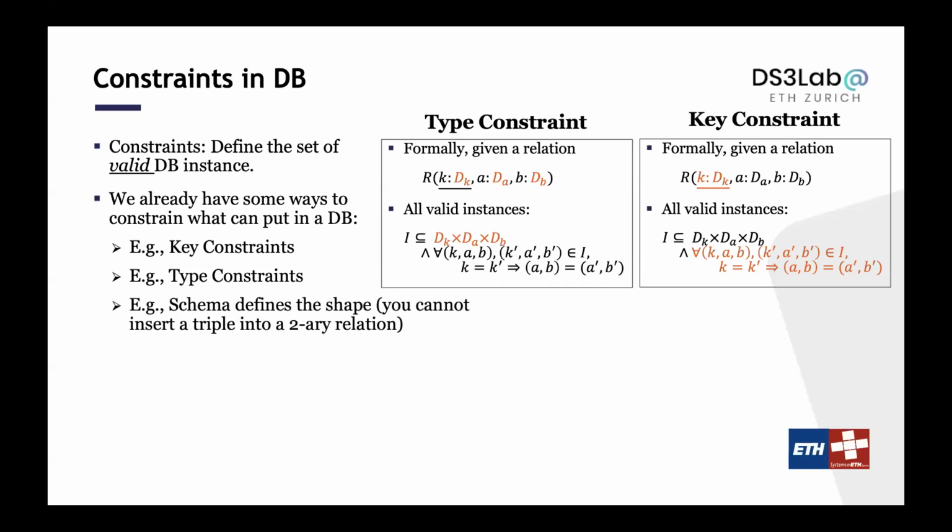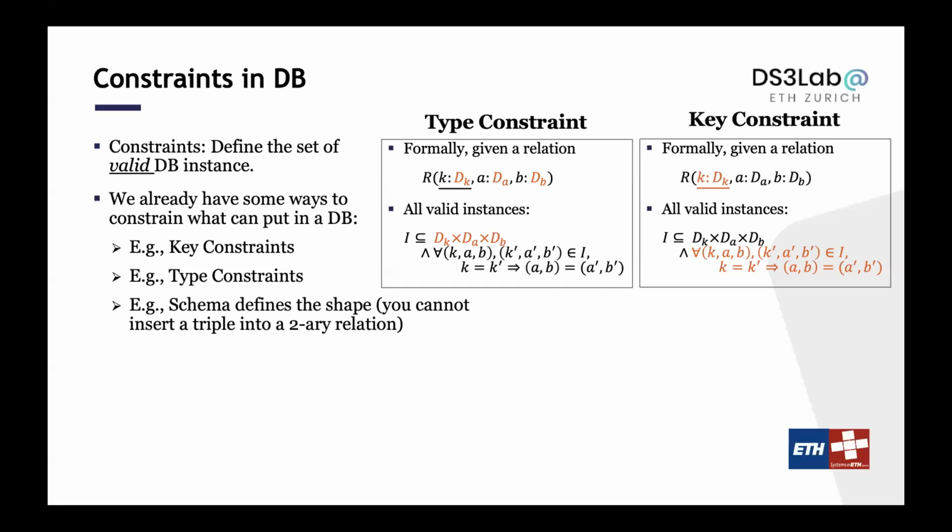Also, whenever we are defining the schema, you are actually defining the shape. So if you have a relation with essentially two attributes, I cannot put a tuple with three values in it. So whenever I'm defining a schema, I'm also defining the shape of my data.